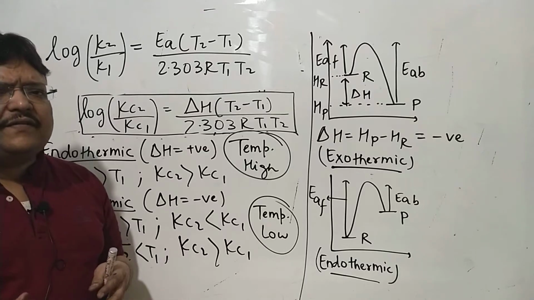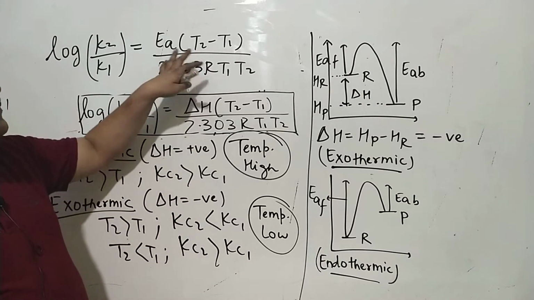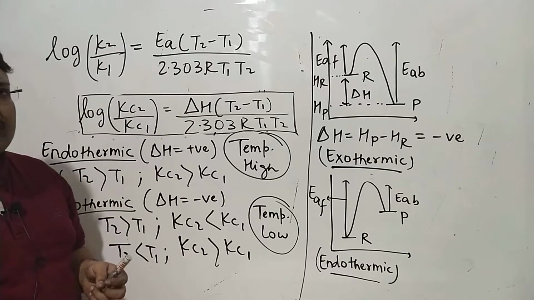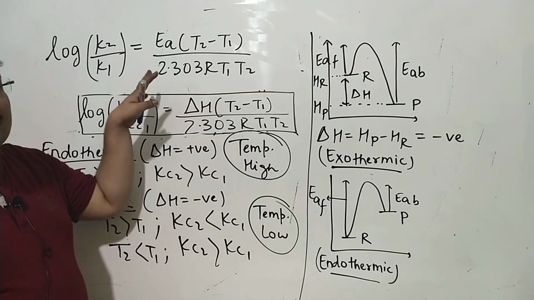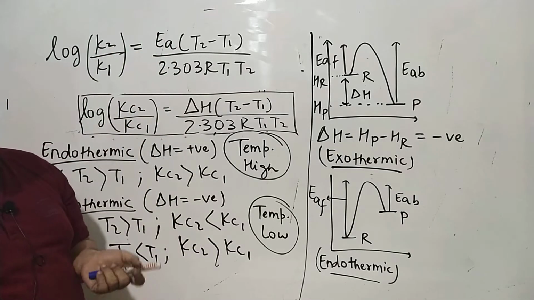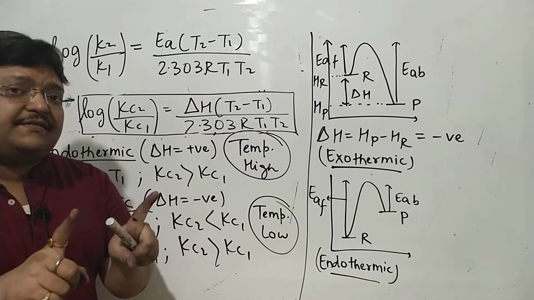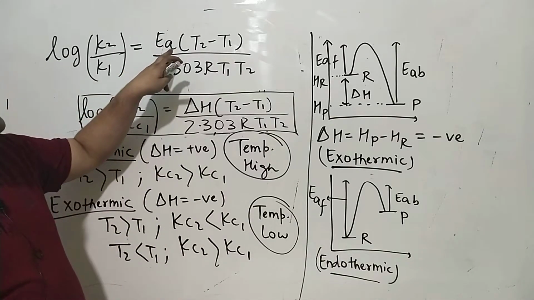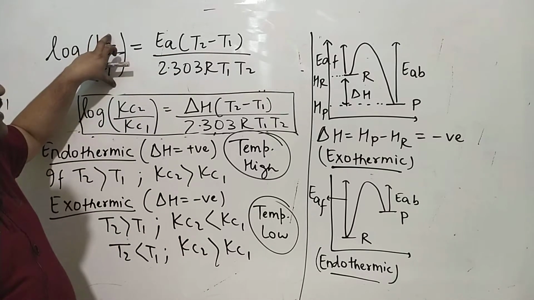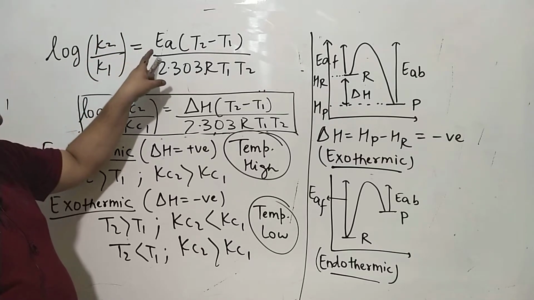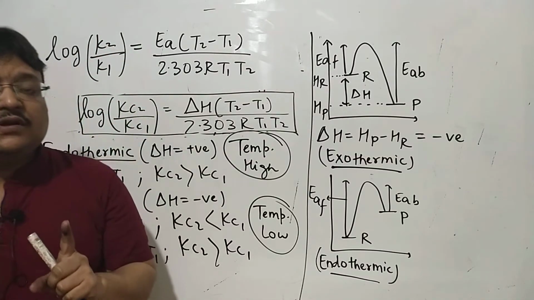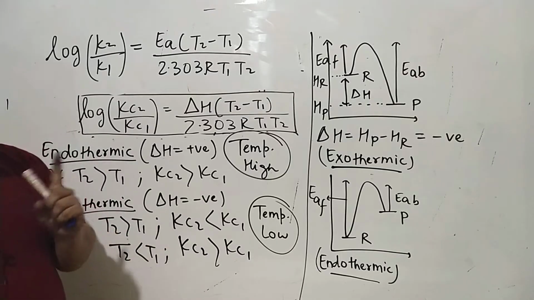For one reaction, activation energy is constant, so every time temperature is increased, K increases. For every reaction, activation energy is constant, so if T increases, K increases. But for two reactions having different activation energies, the increase in K will be more for the reaction having higher EA.